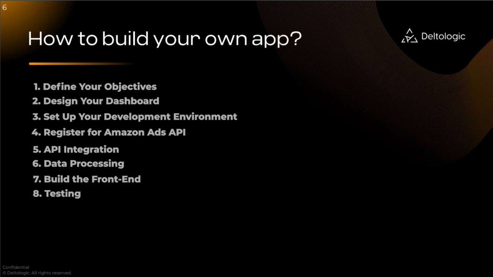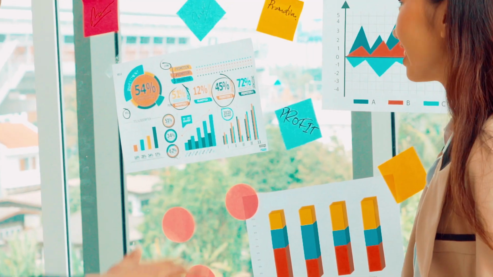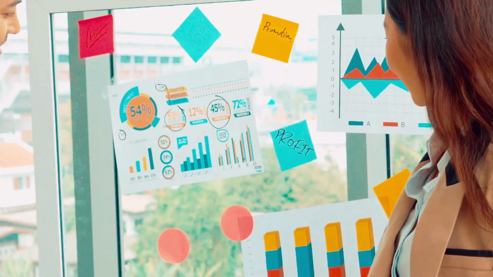Number 8 is testing. Once everything is there, you have your beautiful dashboard with the data, it's time to test it, it's time to break it. Speaking from experience, the first 80% of the project is always the easiest. The hardest part is to finish it, to test it properly, to fix all of the bugs. So take your time, test it properly, and adjust your software.